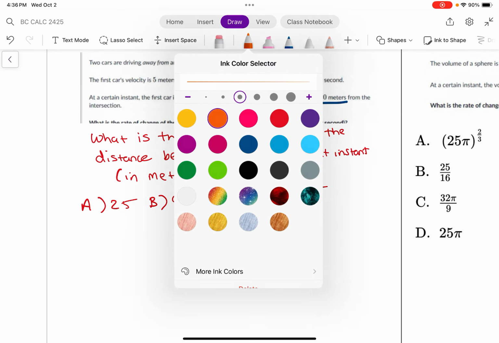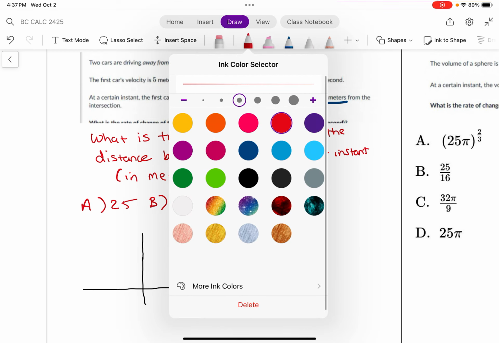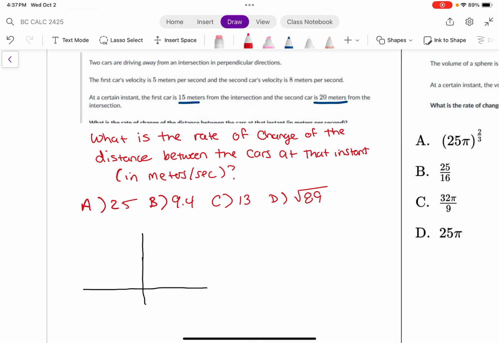So let's make our intersection. Here's our intersection, we'll say. And it says the first car is driving at 5 meters per second. So they're just moving away from each other. We don't need to know what direction necessarily. So let's just say the first car is moving this way. Let's say it's moving east. So this is car one. So car one's going this way.